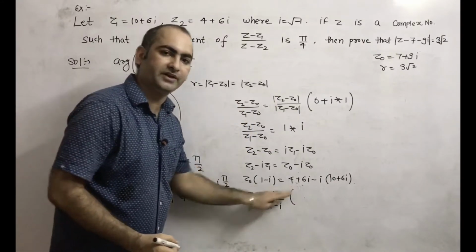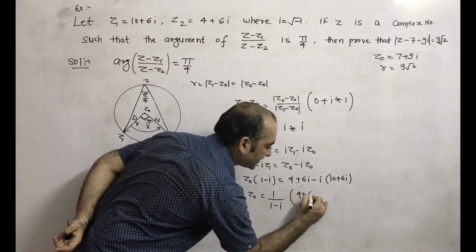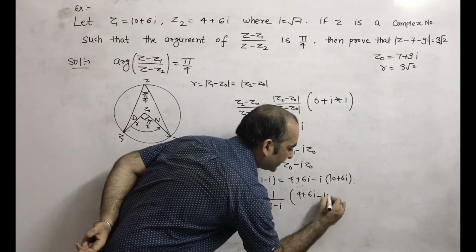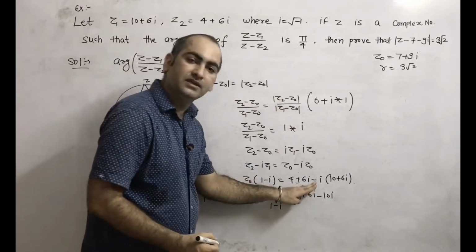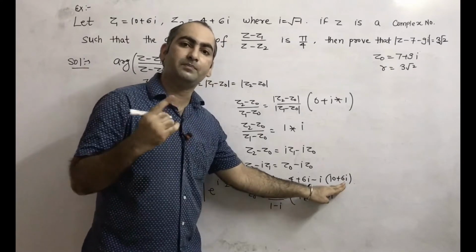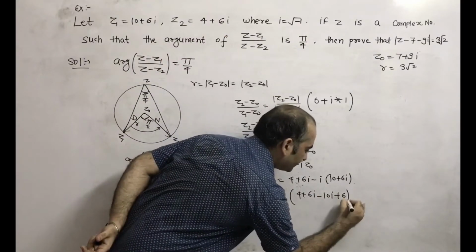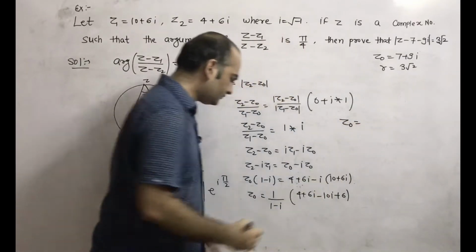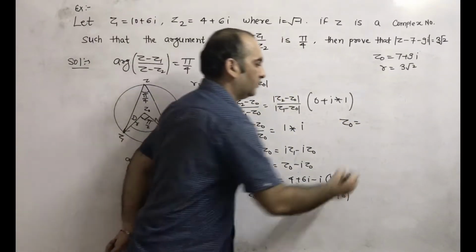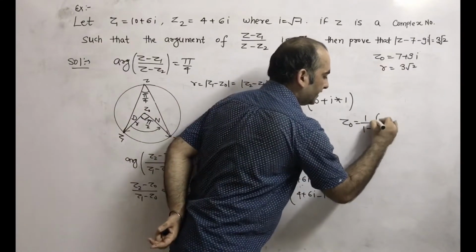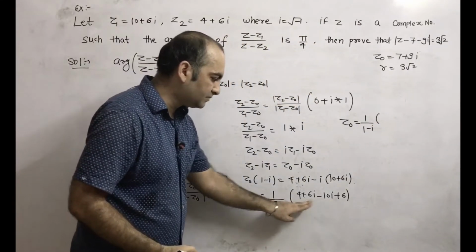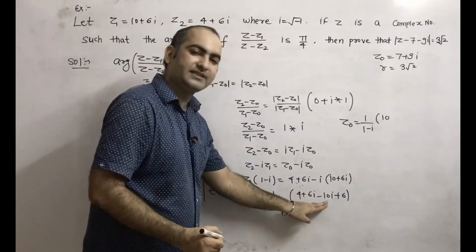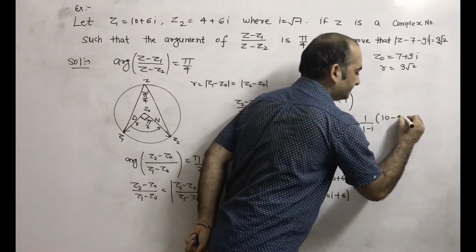This one we have to simplify. So this will come out 4 plus 6 iota minus iota. If you multiply inside, what will come: minus 10 iota minus iota square. Minus iota square is plus 1. So plus 6. This will come. So z naught equals 1 divided by (1 minus iota) into this, which is 6 plus 4, 10, and 6 iota minus 10 iota, that is minus 4 iota.